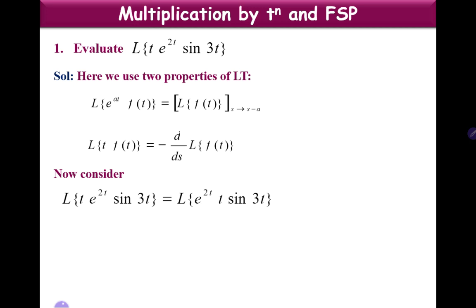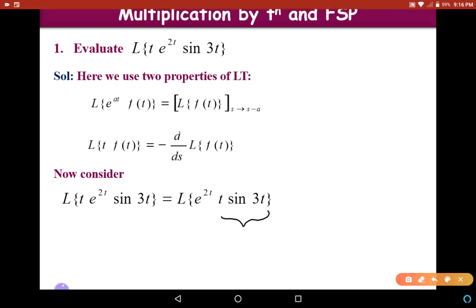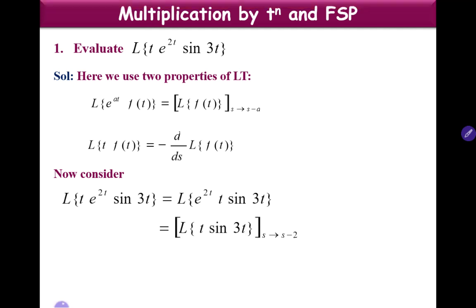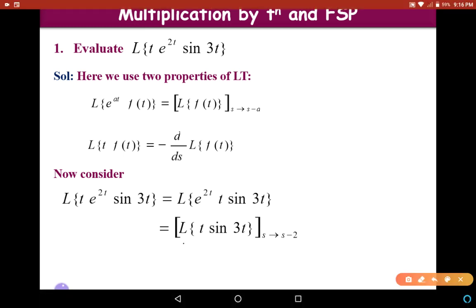So this is of the form L of e power at into f of t. Here f of t is t sin 3t, and e power at is e power 2t. So here we use the first shift property, which states that this is equal to L of t sin 3t, where s is replaced with s minus 2. So first we should evaluate L of t sin 3t and then we replace s with s minus 2.